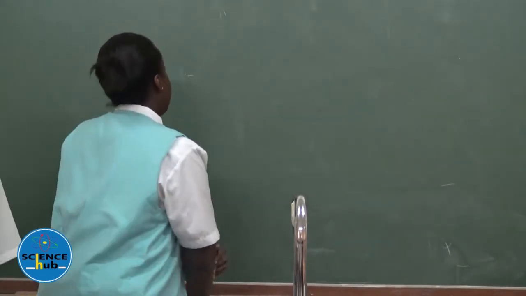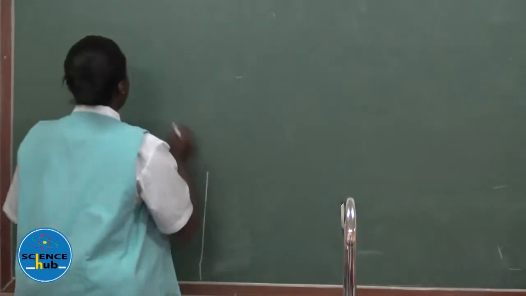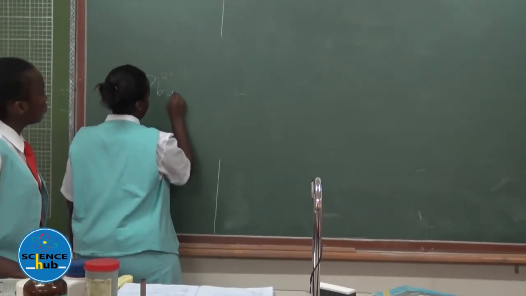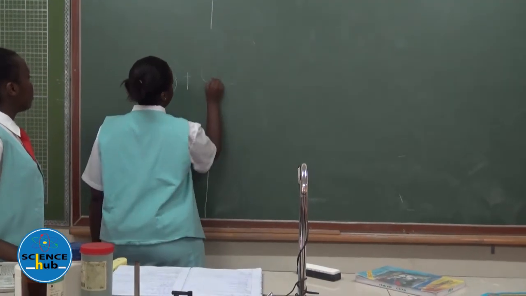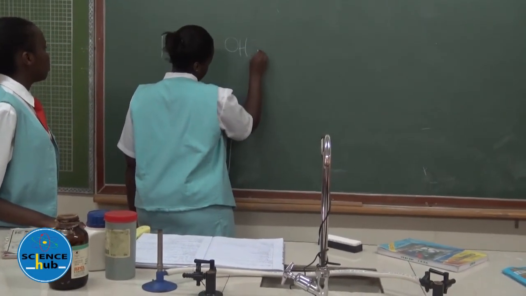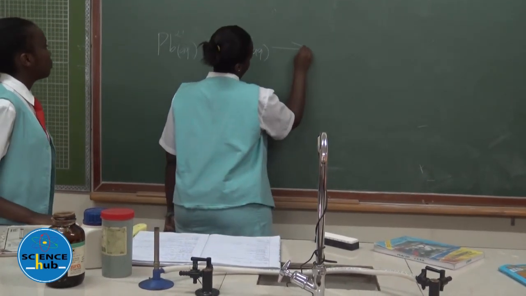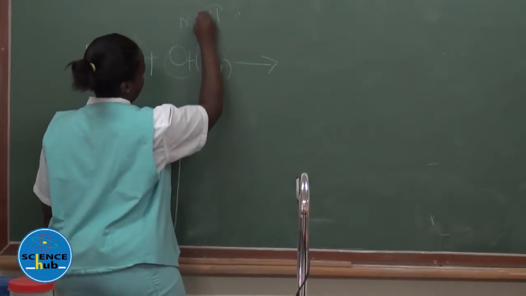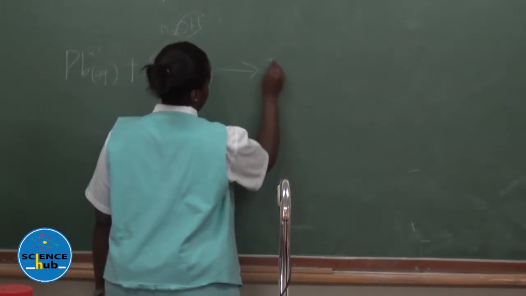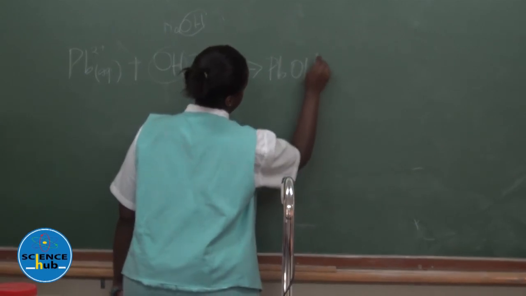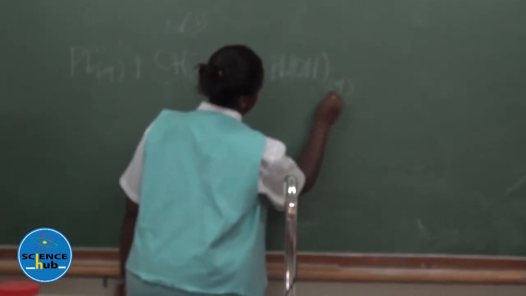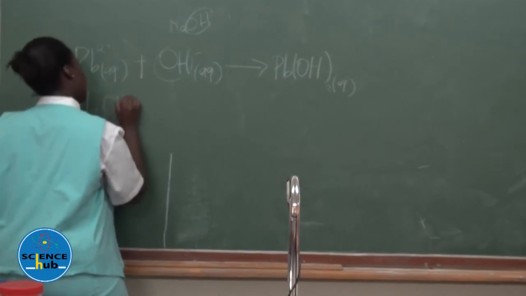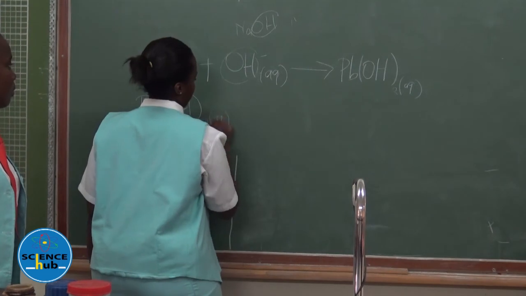Another example is lead. When lead reacts with hydroxyl, when you put it in drop wise, we got this from the sodium hydroxide. So the lead reacts and forms this when added drop wise, but when you put in excess, you form all of these ions.